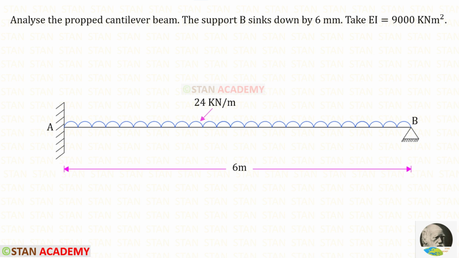Hello everyone. Today we are going to analyze this propped cantilever beam. In this beam, the support B sinks by 6 mm. EI is given as 9000 kN meter square.